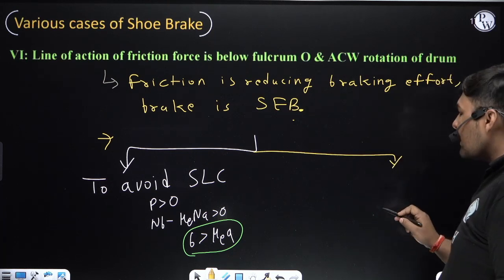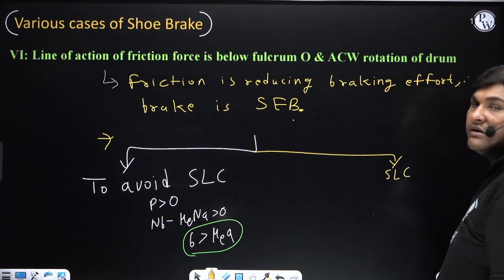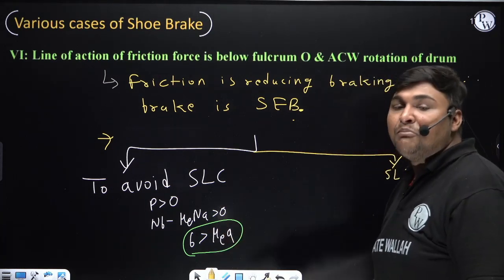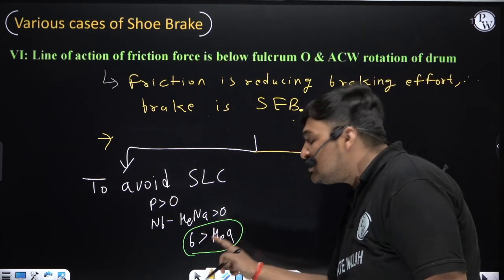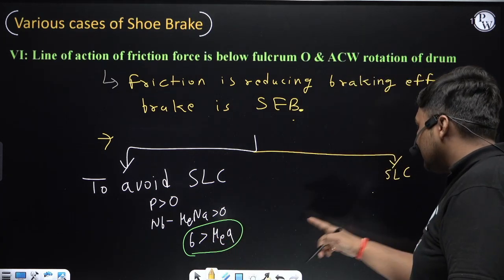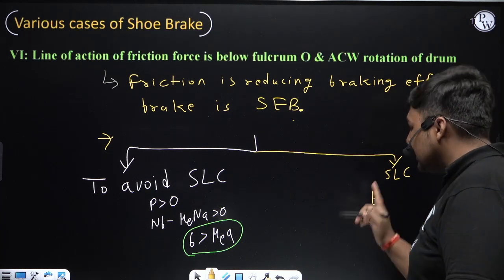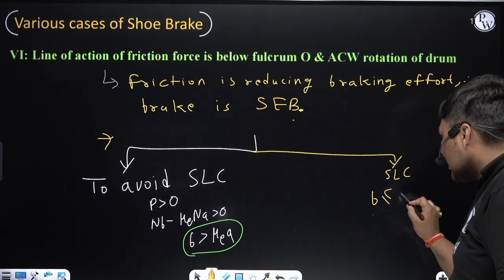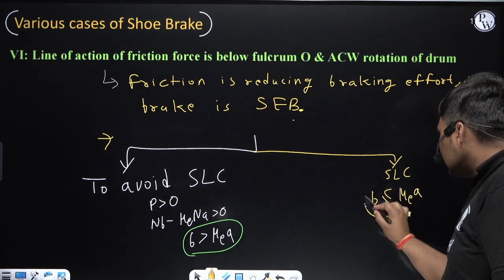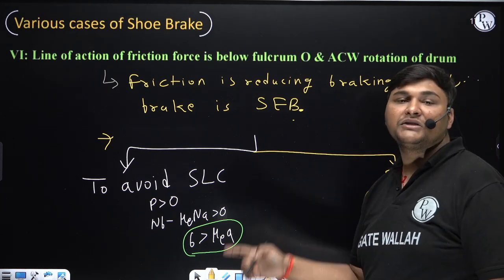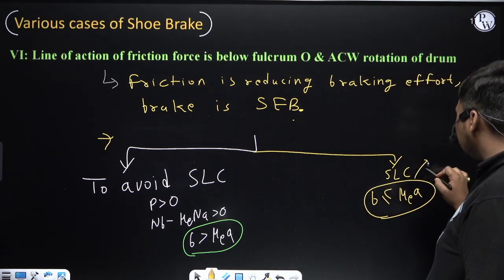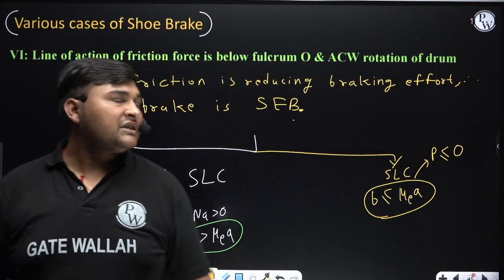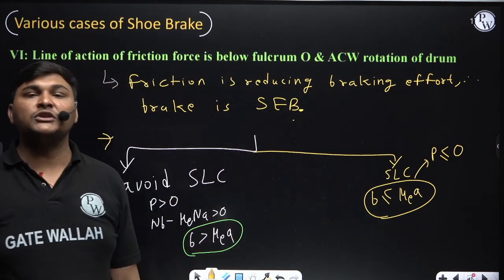Similarly, if you want to find the condition when brake is in self-locking condition: if this condition is satisfying, brake is not in self-locking condition, means brake will be in self-locking condition when this condition is not satisfying. The condition which is opposite to this, B greater than mu EA, is B less than or equal to mu EA. And if this condition is satisfying, brake will be in self-locking condition, because then P will be either equal to 0 or less than 0. So here, in this case, brake is a self-energizing brake because friction is reducing braking effort.